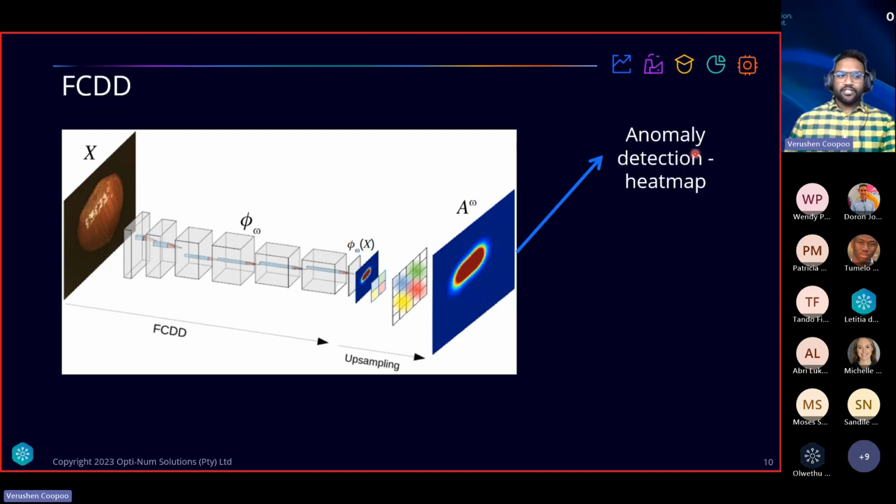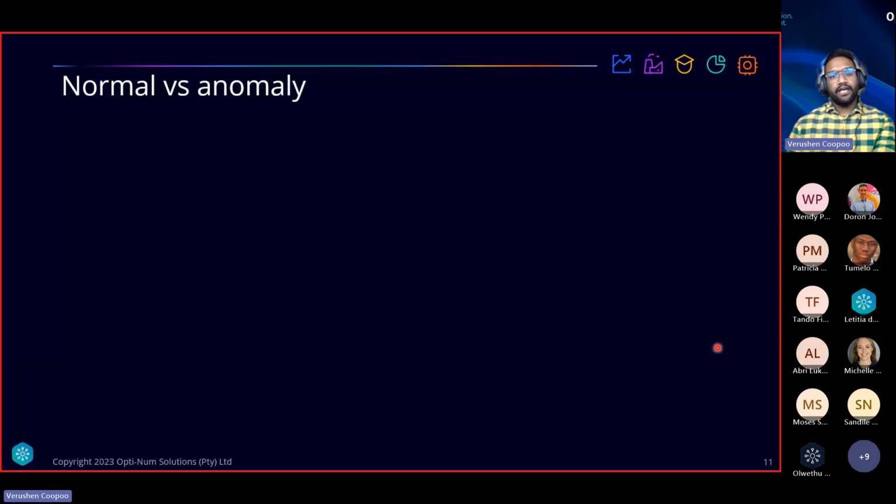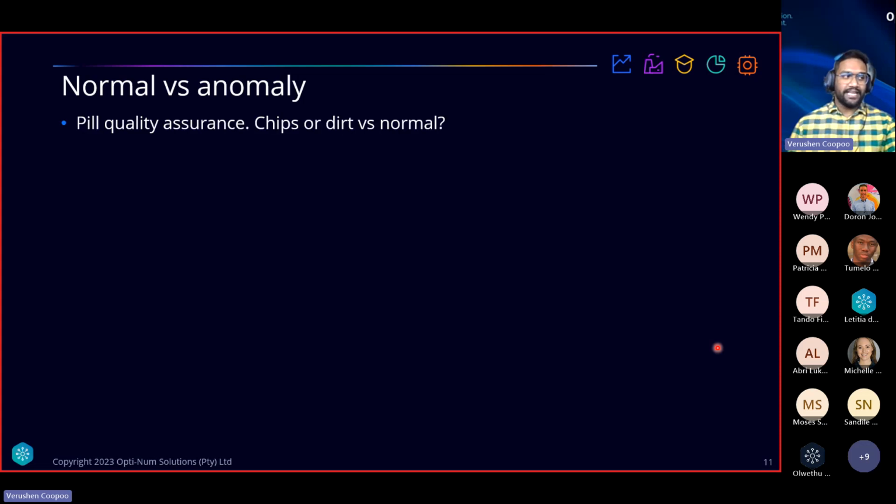Our FCDD is going to give us this heat map, which is an indication of the anomaly detection. And it's also going to give us a classification, whether or not this image is normal or abnormal, whether it's an anomaly. Let's discuss this idea of normal versus an anomaly in more detail. The example that we're going to cover today is that of pill quality assurance. I thought that this was quite a nice marriage of a medical and manufacturing example. And we're going to try and figure out whether our pills that we have manufactured are normal or whether they have imperfections.